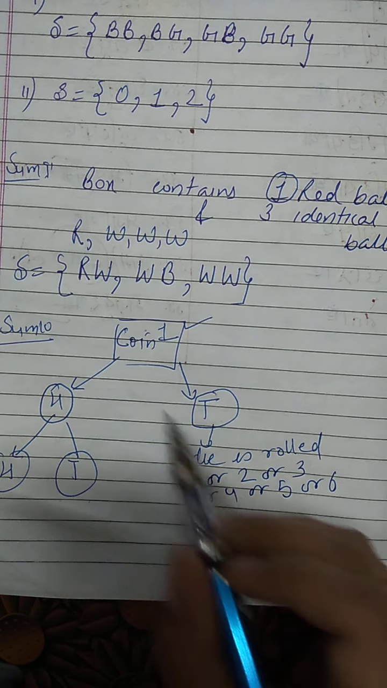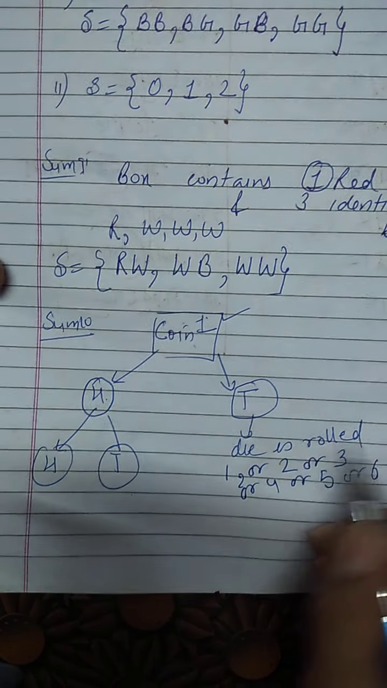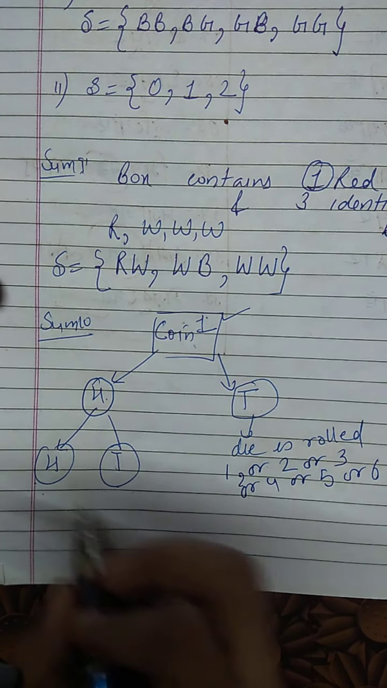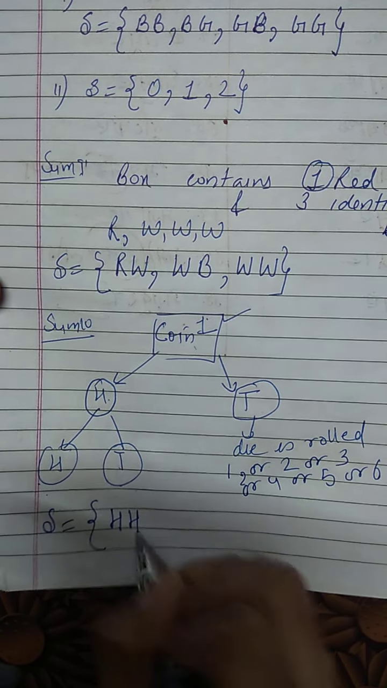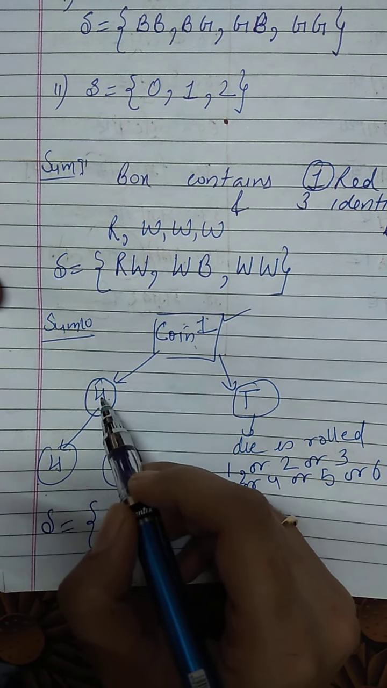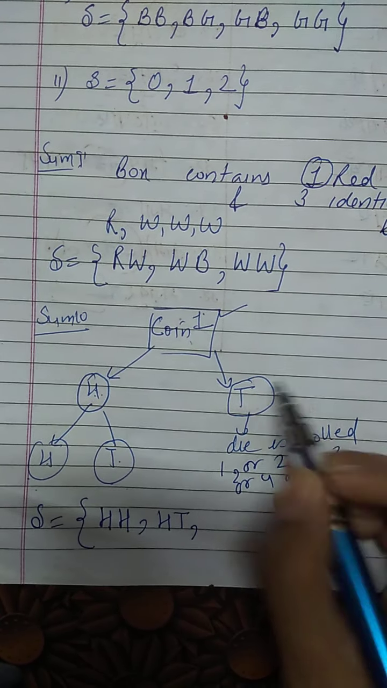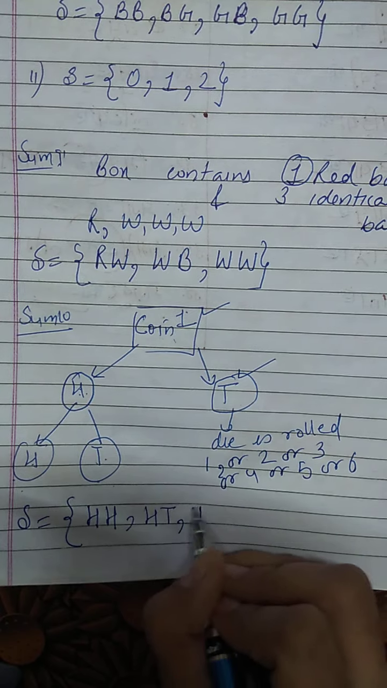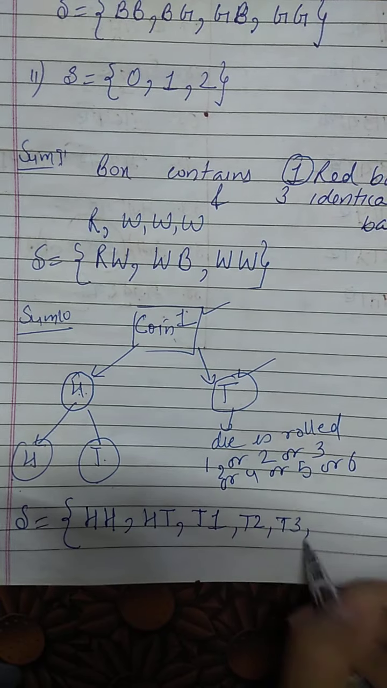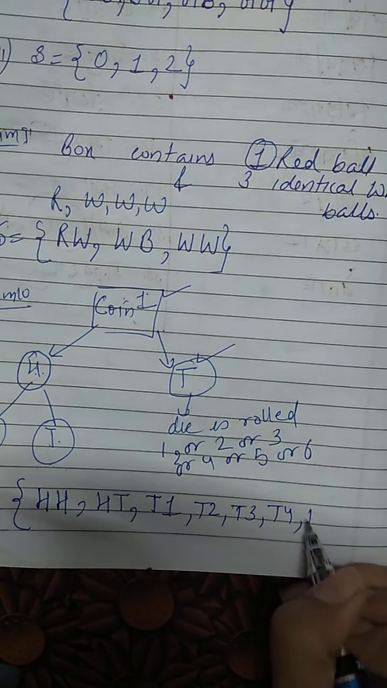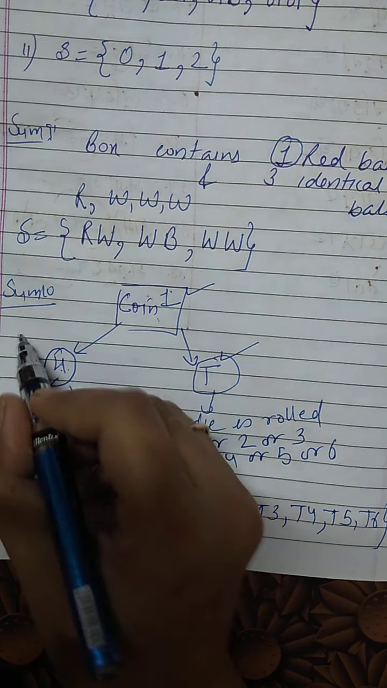Now whatever we have discussed, we will write down. When the first coin is tossed, if head is coming, we are tossing the coin again. So corresponding to this, what will be the sample space? When head is coming, again I am tossing the coin. So with head, head can come, or tail can come, so it will be HH comma HT. But on the first coin, when tail is coming, then we are rolling a die. So it can be T1, T2, T3, T4, T5 or T6. So that will be the sample space for sum number 10.